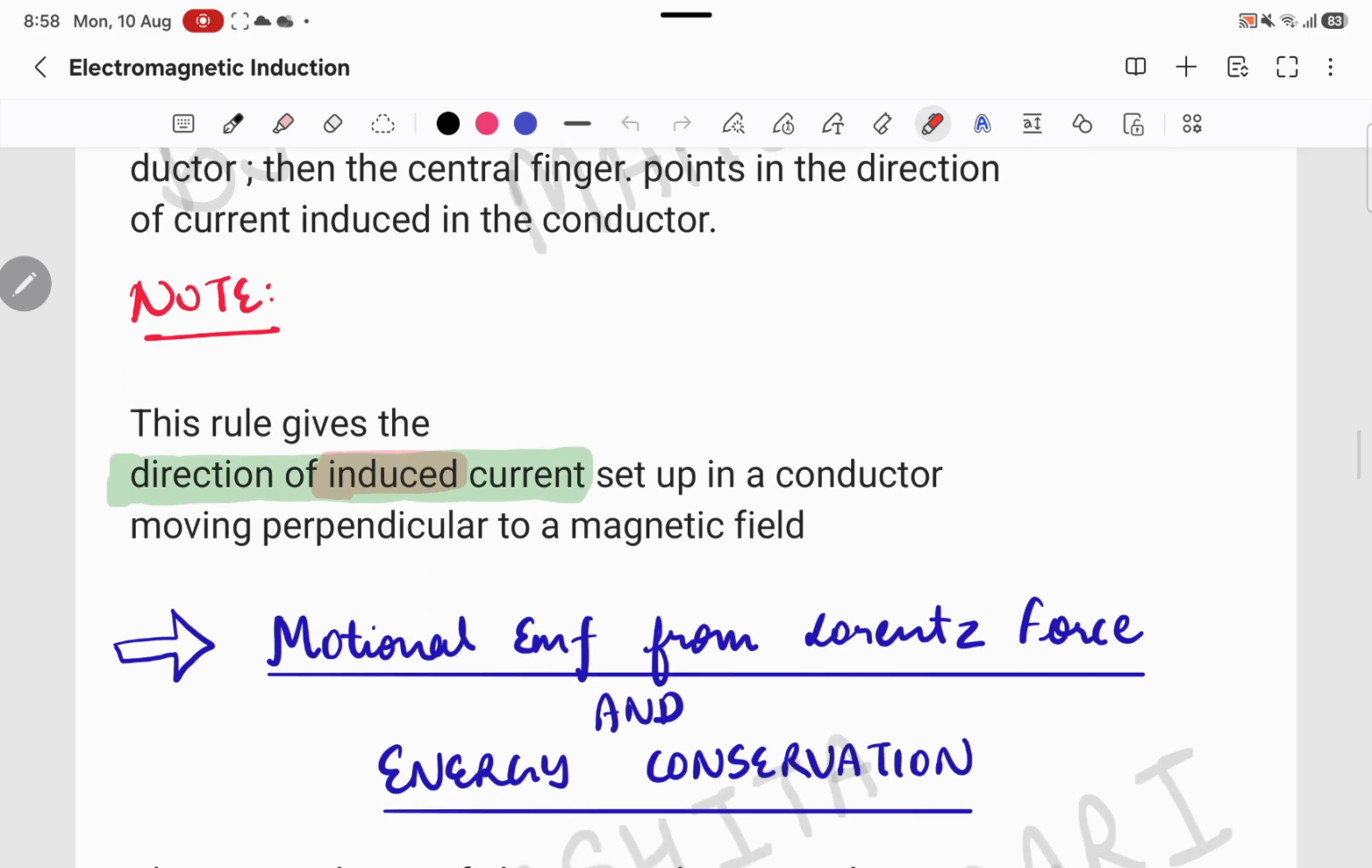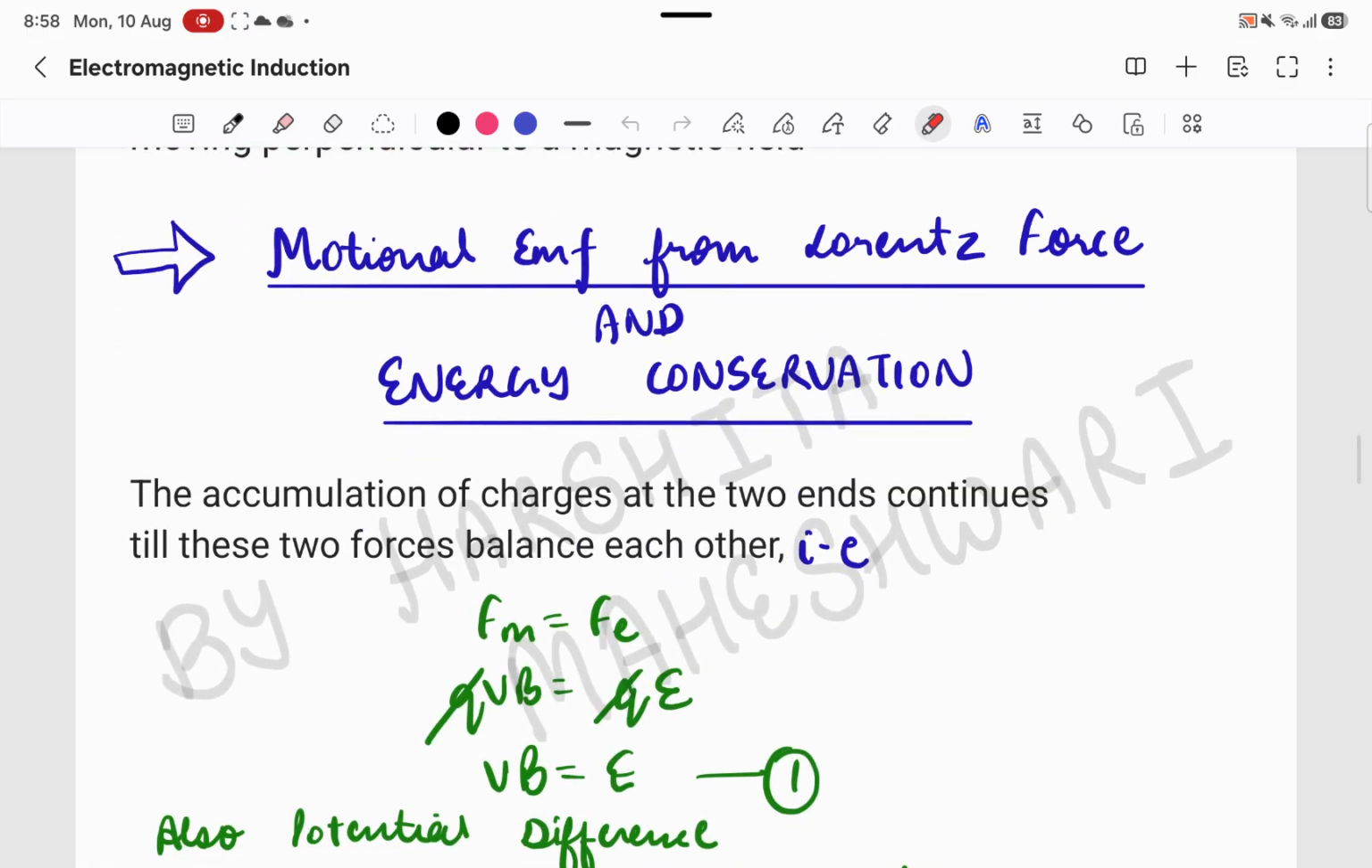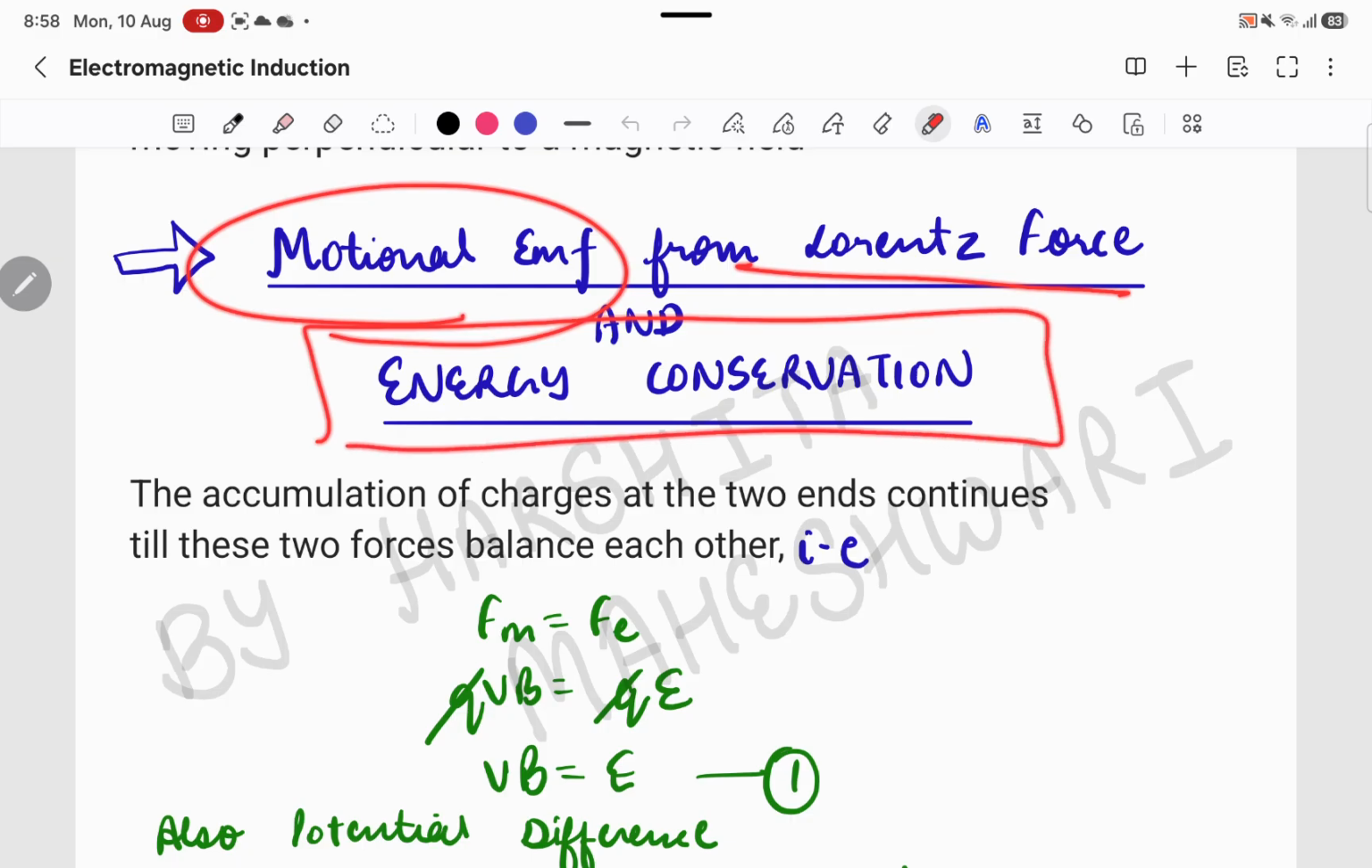And you have to remember that whenever we are talking about the induced word, only then do we use Fleming's right hand rule. Else, Fleming's left hand rule is used for the normal things. Now we have the next topic, which is motional EMF from the Lorentz force and energy conservation.